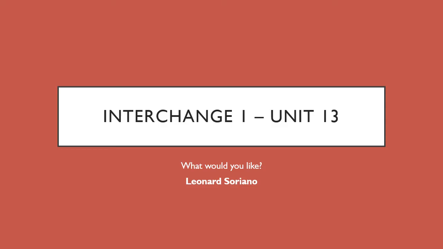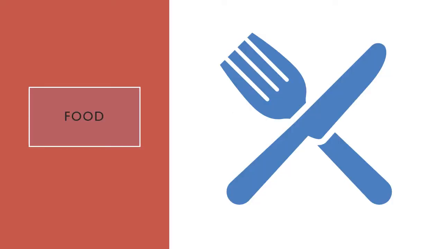What would you like? In this unit we are going to see food, we are going to see so, too, neither and either, to agree, and also we will see different ways to order food in a restaurant. Let's begin. We will see now some interesting information about our favorite foods.